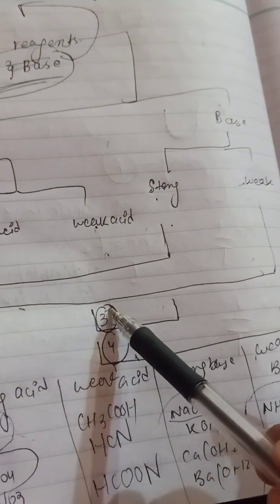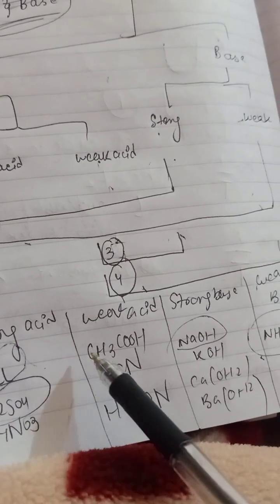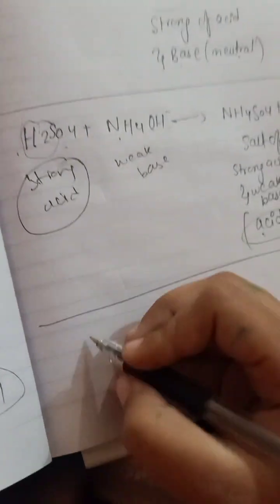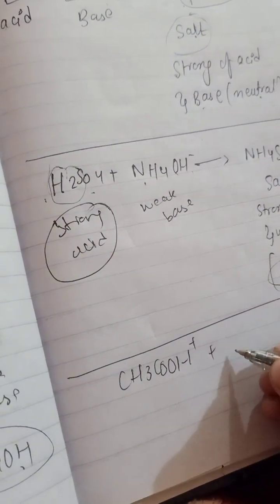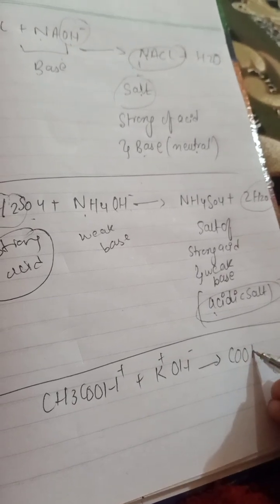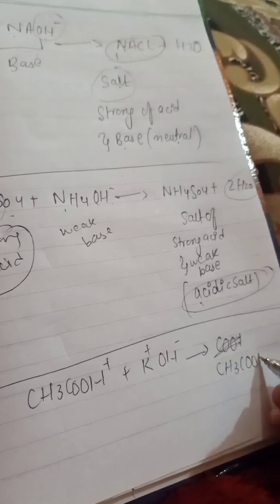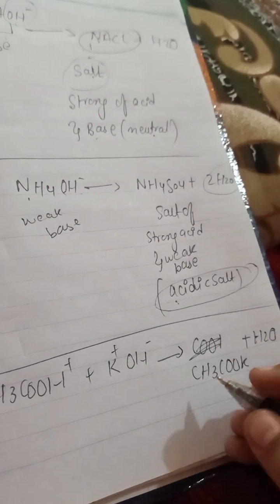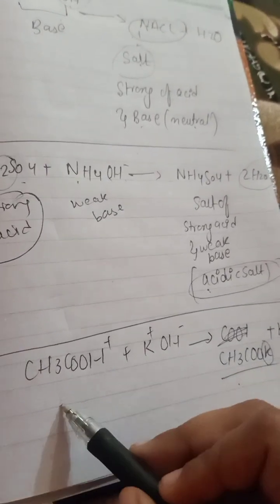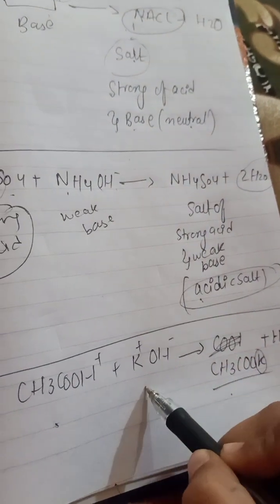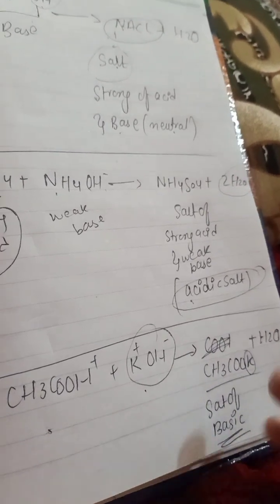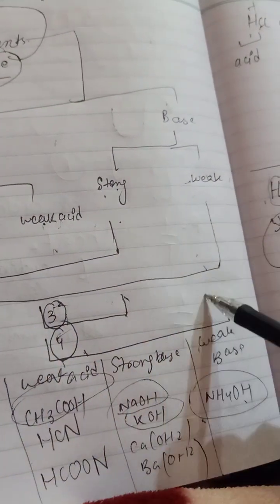Next we are having the weak acid and strong base. We are taking weak acid, acetic acid, and strong base. I'm taking here the potassium hydroxide. Acetic acid plus potassium hydroxide. So we will be having the product CH3COOK plus water. This is the potassium acetate. So this is the salt of weak acid and strong base. But the base is more strong, so we are calling this a basic salt because of the OH ions.